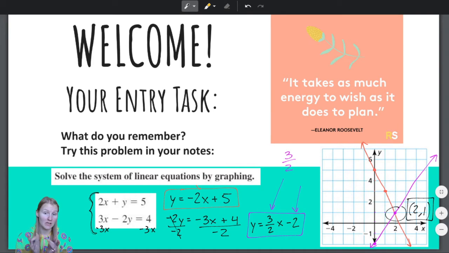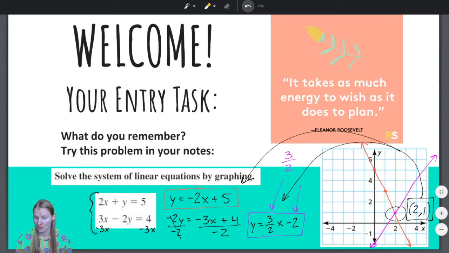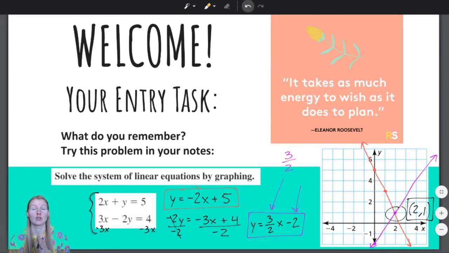Now, step 2 was to graph them, to make our red and purple lines. Step 2 is to find or estimate the point of intersection. Step 3 is to check, to plug (2, 1) back into our equations and make sure that this point works. I have run out of space and I want to make sure that we have enough time to get to what we have for this video. So I'm going to leave the checking part up to you. Check that this point is indeed a solution.